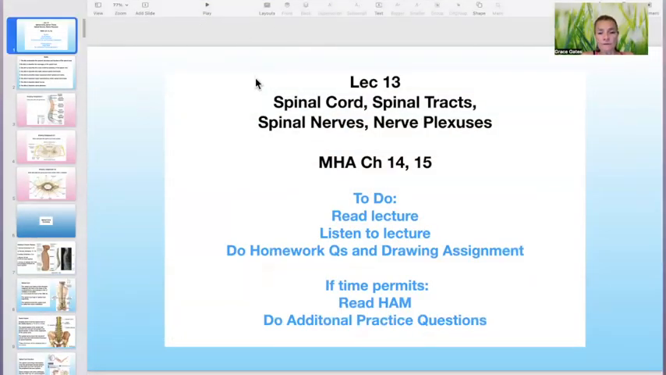Everyone. This is lecture 13 on the spinal cord, spinal nerves, and nerve plexuses. Okay, so this lecture is based on Martini's chapter 14 and 15. Here are the learning objectives.